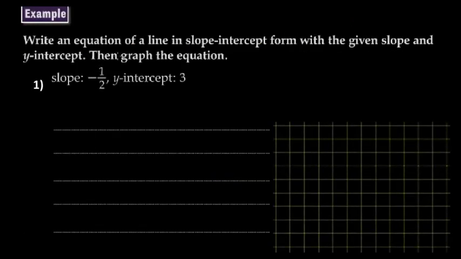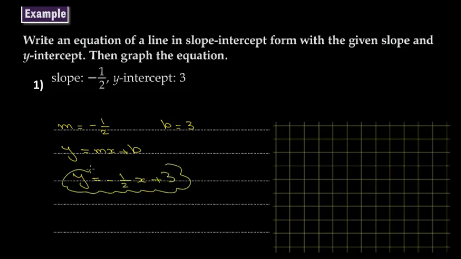In this problem, we need to write the equation in slope-intercept form, given the slope and y-intercept. The slope is equal to -1/2 and the y-intercept equals 3. So from the given, we know that m is equal to -1/2 and the y-intercept, which is b, equals 3. We know that the equation is y equals mx plus b. So by substitution, we find that y is equal to -1/2x plus 3, and that is the equation in slope-intercept form.